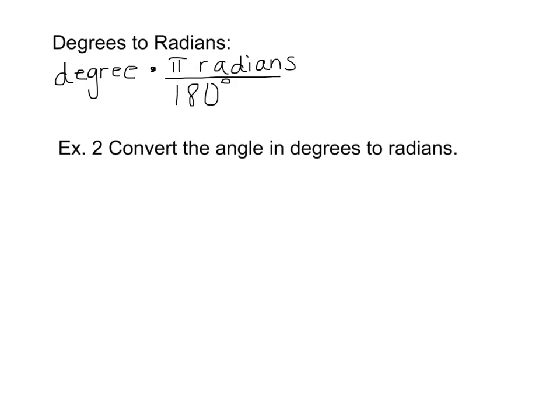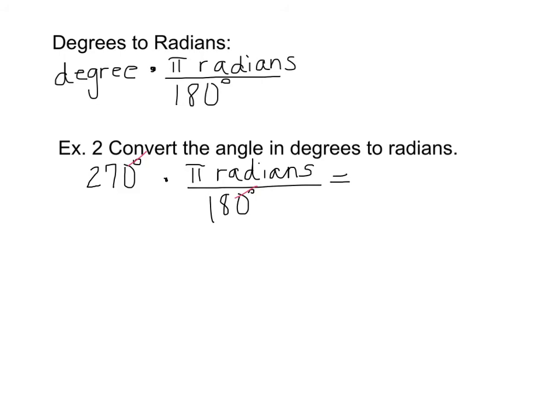Okay, so we're going to convert this angle in degrees to radians. My angle is 270 degrees. Following our formula above, we're going to multiply this by 1 pi radians over 180 degrees. And it's very important that you do write the units, because that way you can see that these will cancel.